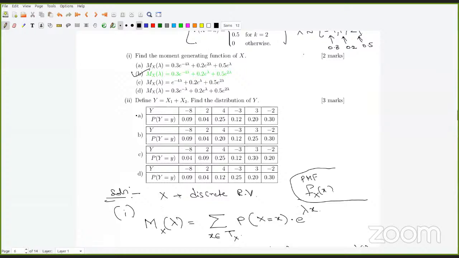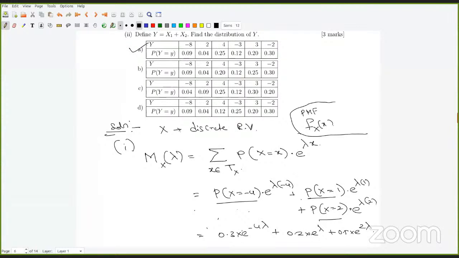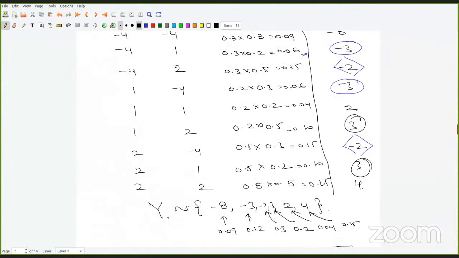Sir, if time permits, maybe in the end, if you can give an example for continuous as well. Yeah, if there is time, we will take it. So this is understood, right?